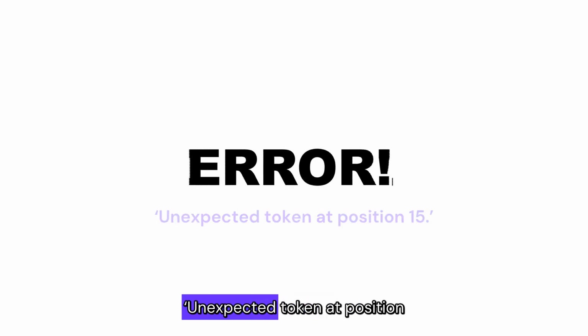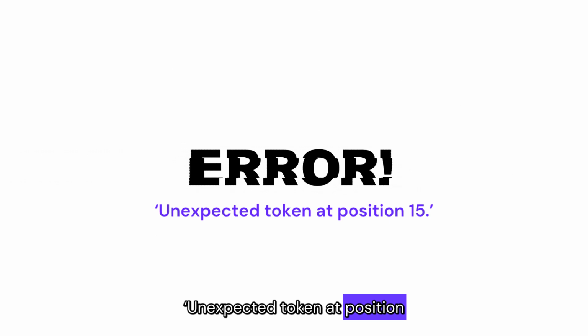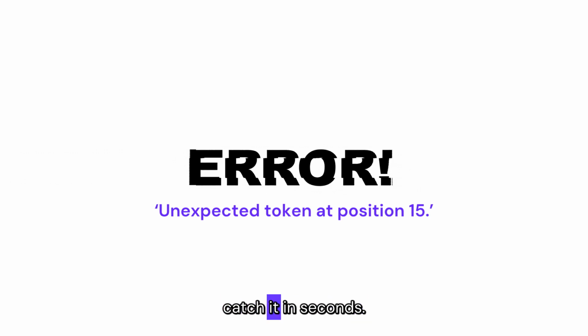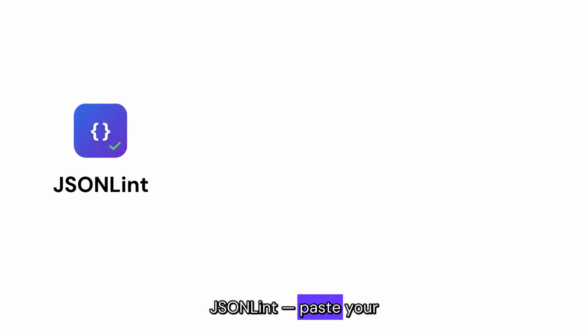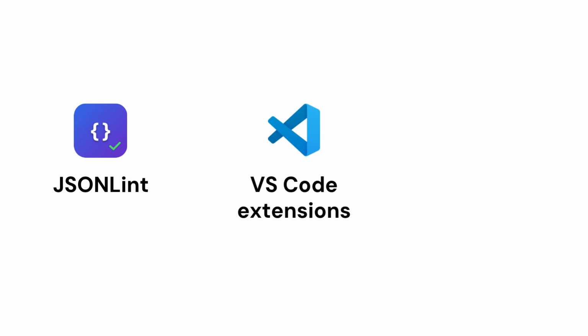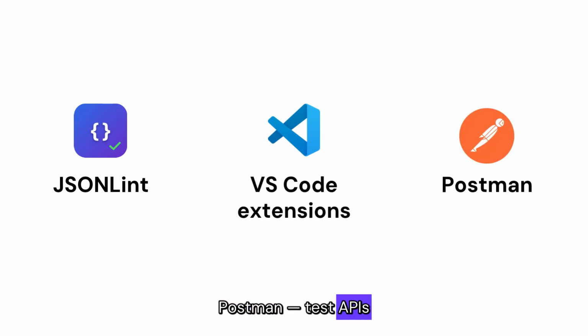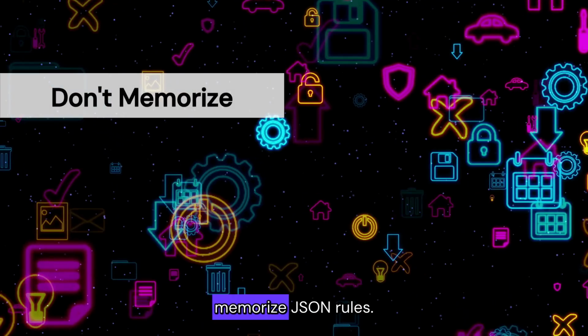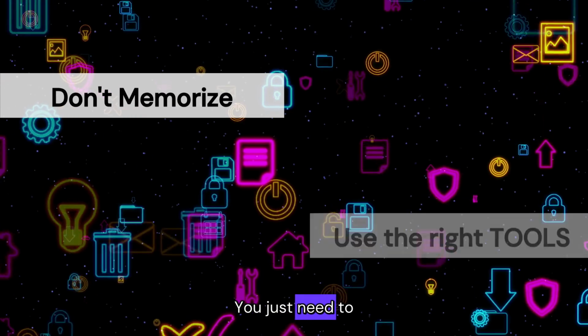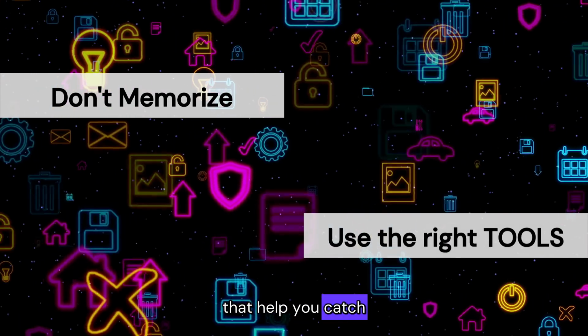Ever pasted JSON into a project and got this error? Unexpected token at position 15. Here's how pros catch it in seconds. Use tools like JSONLint: paste your JSON and it tells you what's broken. VS Code extensions auto-format your JSON instantly. Postman lets you test APIs and view JSON in a collapsible tree view. You don't need to memorize JSON rules, you just need to use the right tools that help you catch mistakes fast.